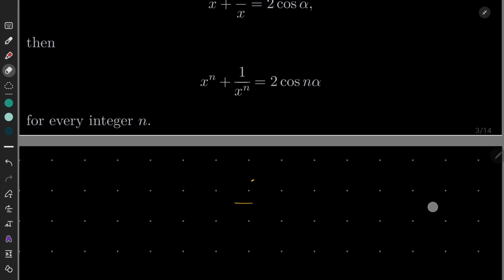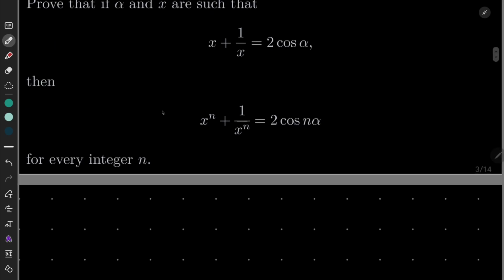Okay, so I hope that you've managed to solve this problem. As I said, I will use induction first to show that our theorem is true for non-negative integers. So, induction, let's start with non-negative integers.